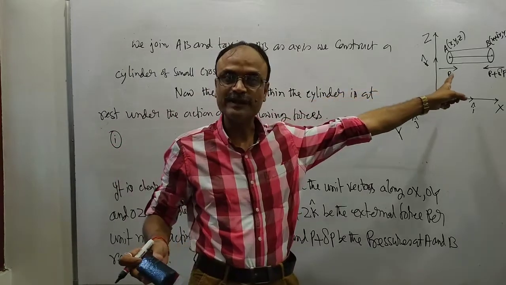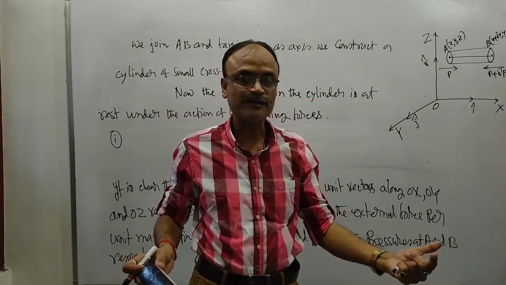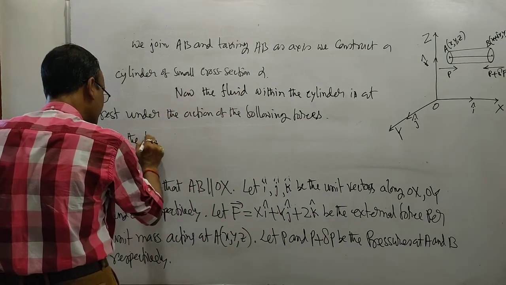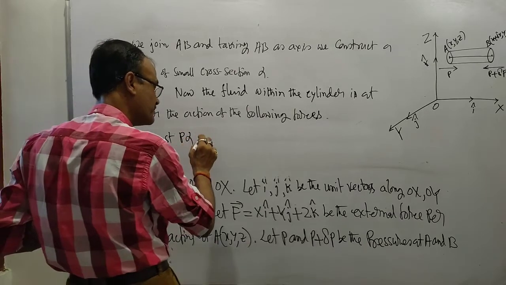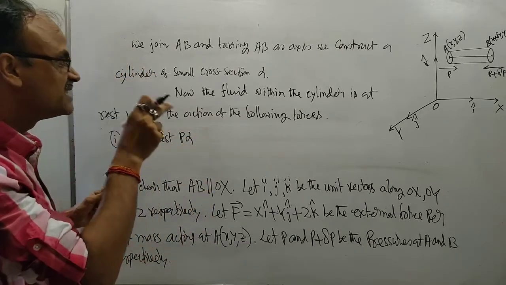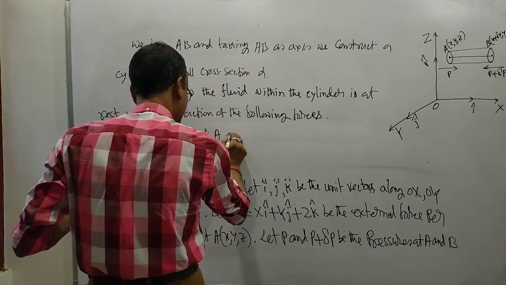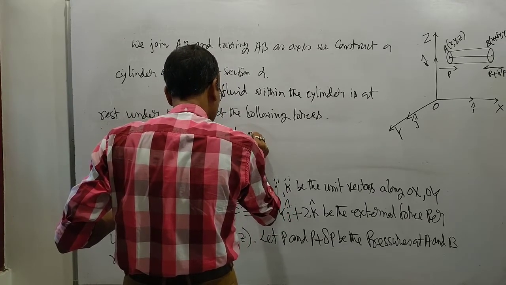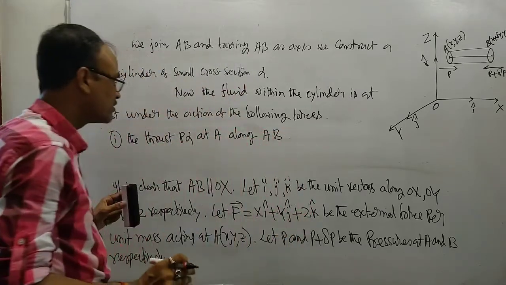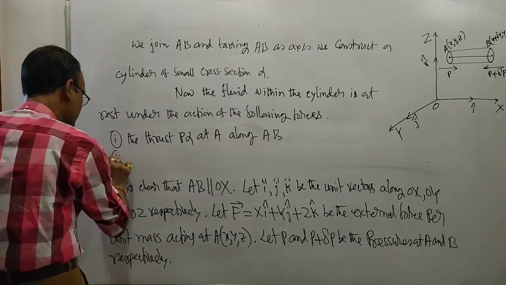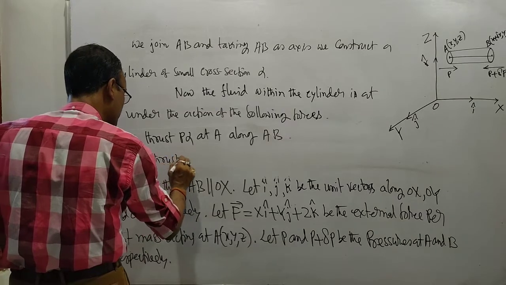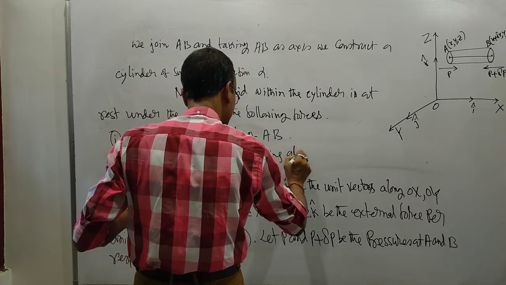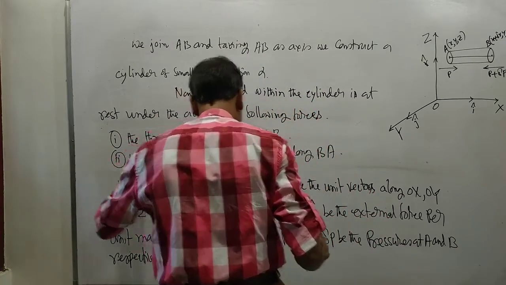Now, pressure at A is P. Cross section is alpha. Thrust at A will be equal to P alpha, acting along AB. Number two, the thrust P plus delta P alpha at B, acting along BA.